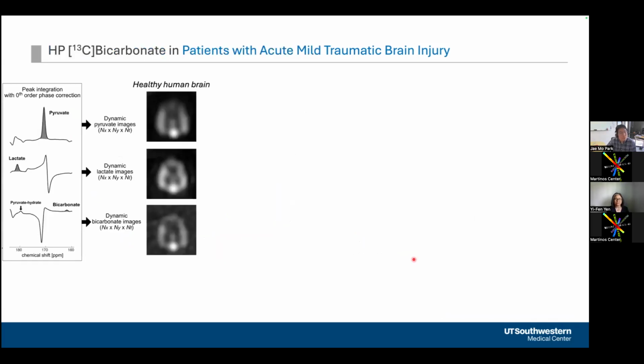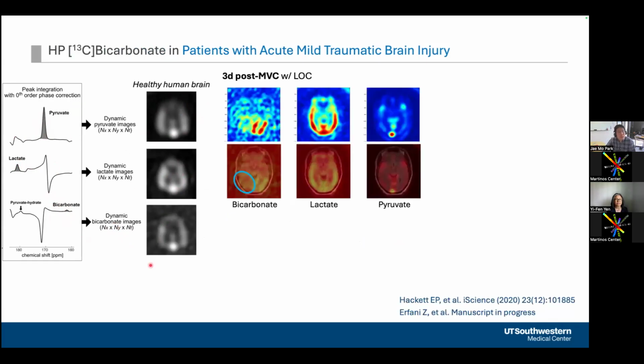And we also tried in humans. So this one is a healthy human brain, and this is pyruvate, lactate, and bicarbonate. As you can see, this one is from the spectrum, not using the spectrally selective excitation and imaging method. So this one, I think this is more accurate. And on this page, we collected about 10, 11 patients with TBI.